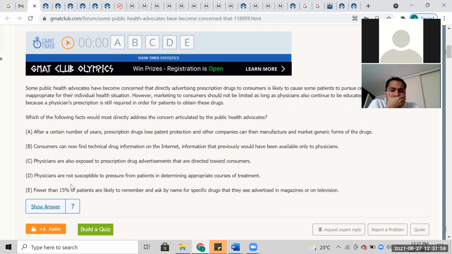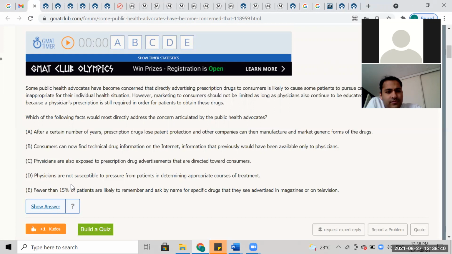Now, this could be a tricky one, and people might fall for it. But what I feel is that this will go in some other direction, because hopefully physicians will be giving correct prescriptions. And with or without drug advertisements, people are supposed to come to know about the drugs in any case. Now, D is challenging, because what if patients are forcing them to write prescriptions and the physicians are susceptible to such pressure? Then the concern of the public health advocates will be somewhat justified.